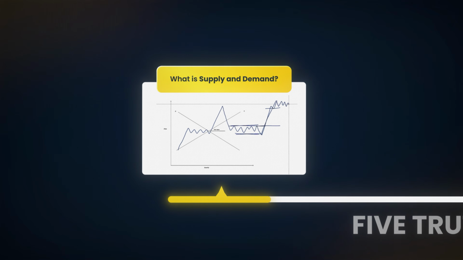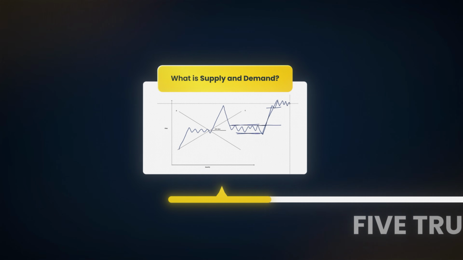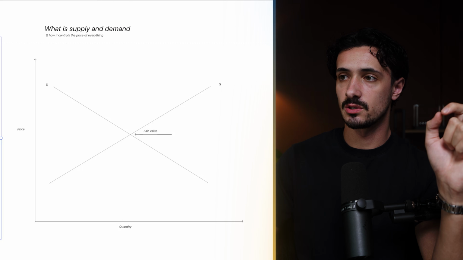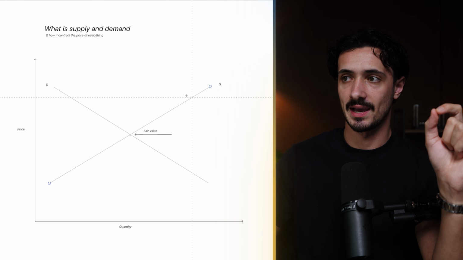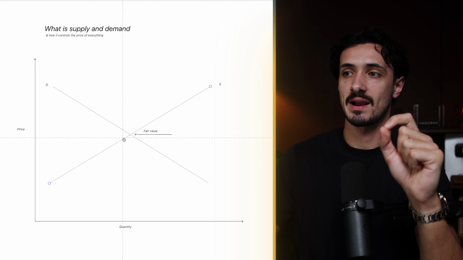Okay, so first things first, I want to explain to you what is supply and demand and how it actually controls the price of everything. In case you didn't know, supply and demand is pretty much what controls the price of absolutely everything that you can think of, bar maybe some luxury goods that are based on psychological scarcity. So let me explain to you supply and demand using this simple chart that we have right here, and also how it directly relates to trading.